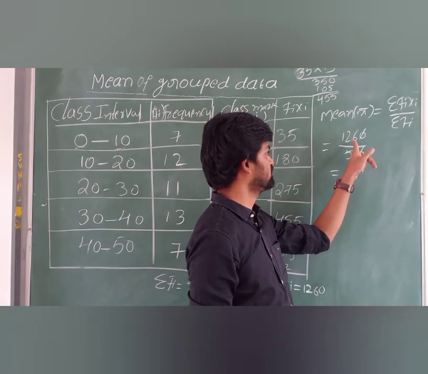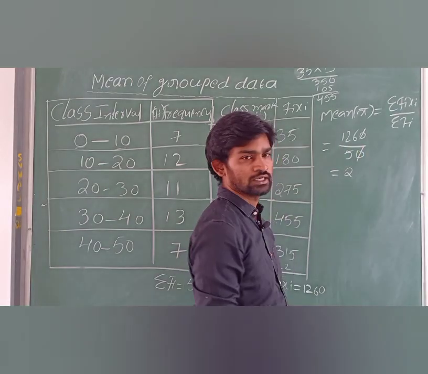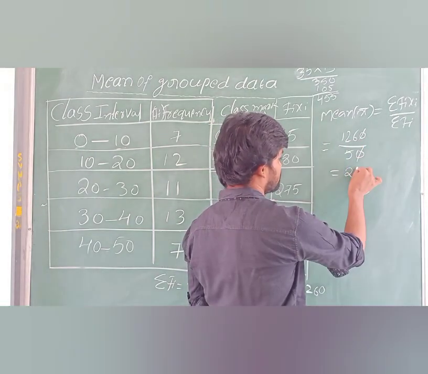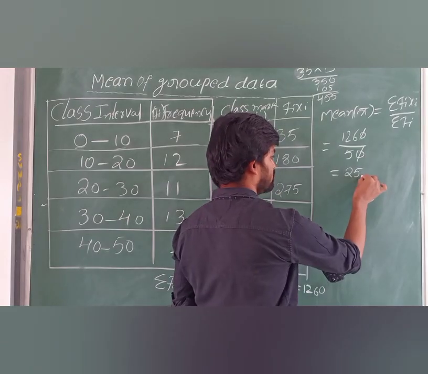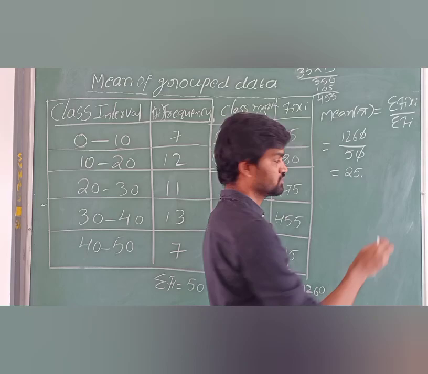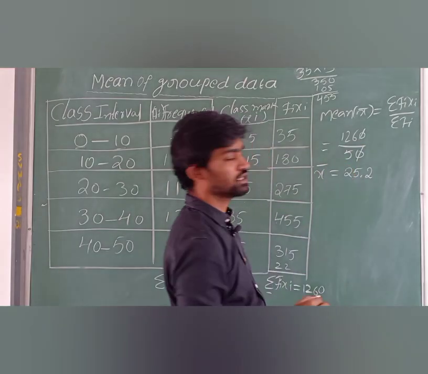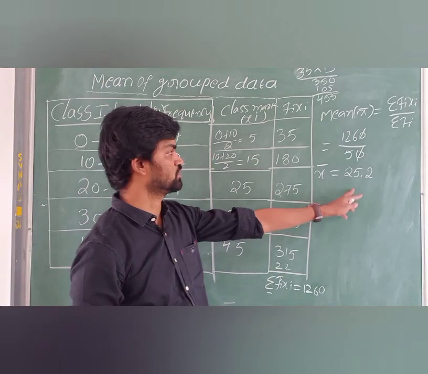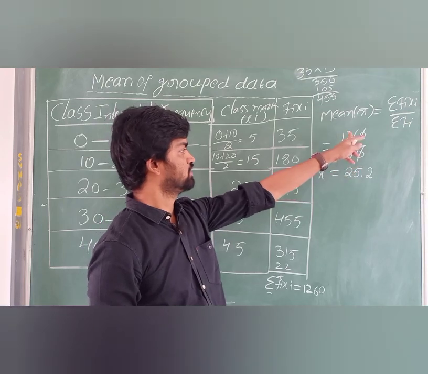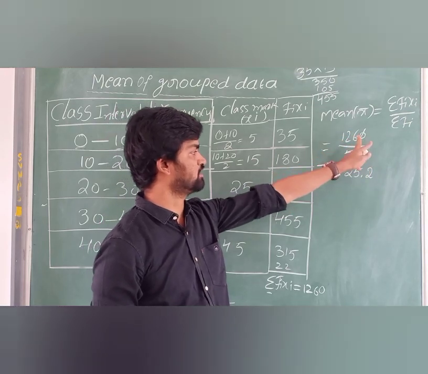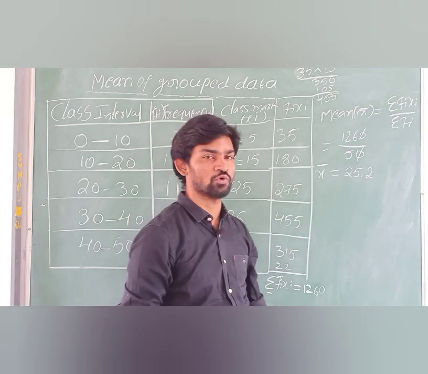Divide 126 by 5. How many times? 5 2s are 10, right? So 26 left. 5 5s are 25. 5 point, how much is left? 1. So 25.2. This is x bar. X bar is nothing but mean. So our mean is 25.2. You can check the division one more time. 5 25s are 125. 1 left. 5 0.2s is 1. So mean is 25.2.